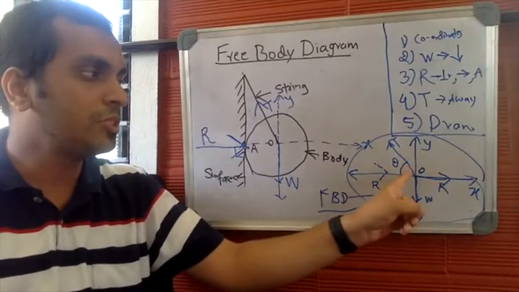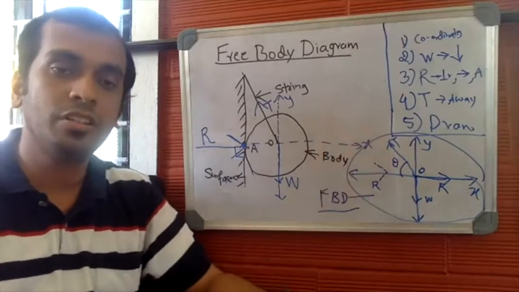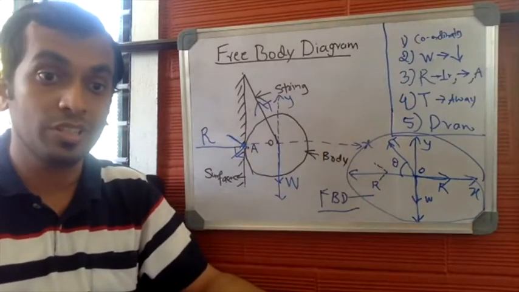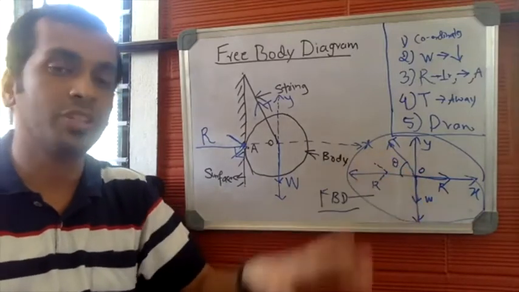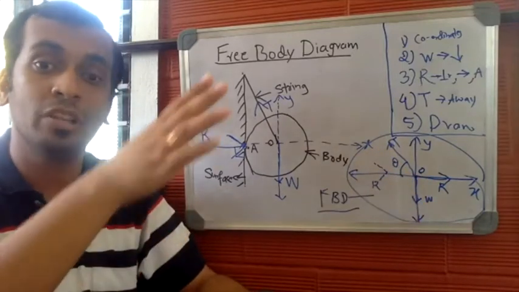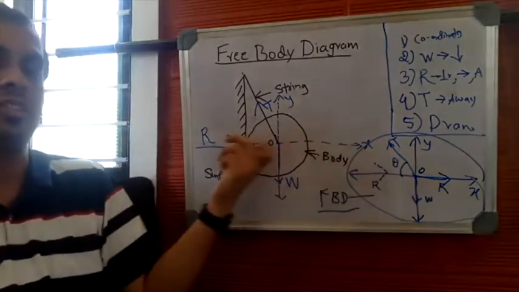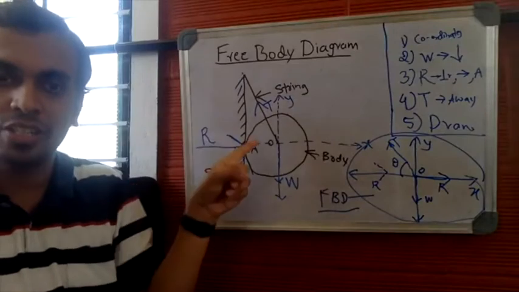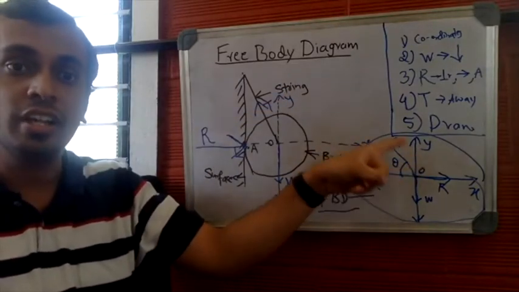Use the principle of transmissibility to push it to the positive X scale, and you can draw the tension which originates from O itself. So now we have three forces, W, R, and T, which originate at O. O is the common point. Now all the forces are concurrent here, and this is the free body diagram for the given arrangement. You had an arrangement initially. Now we could draw the free body diagram with the help of the initial arrangement.